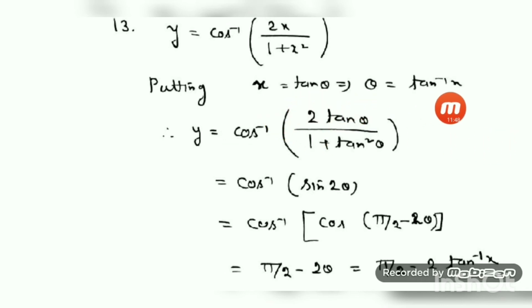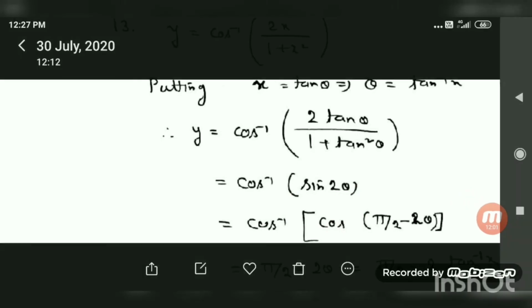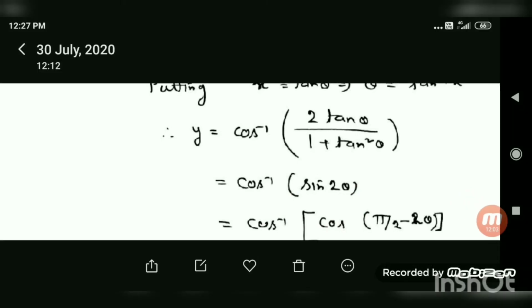That gives you theta is equal to tan inverse of x. Putting the values in here, we get y equal to cos inverse of 2 tan theta by 1 plus tan square theta. And this is nothing but sine of 2 theta. As in the previous one, it is in the form of sine theta. And we know we have to convert it in terms of cos.